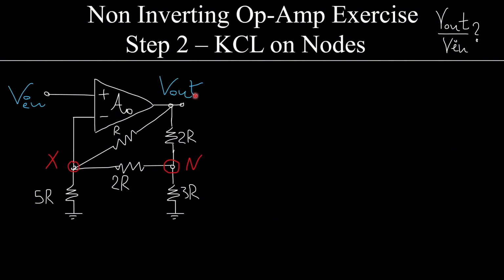And you see why I didn't pick this node as a node of interest, because I would have to do a KCL here, all right? There's a current here flowing from this node all the way inside the op-amp, so it wouldn't make sense to do a KCL here because I cannot really calculate this current.